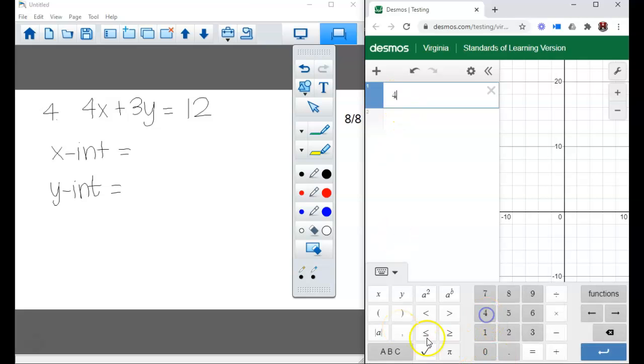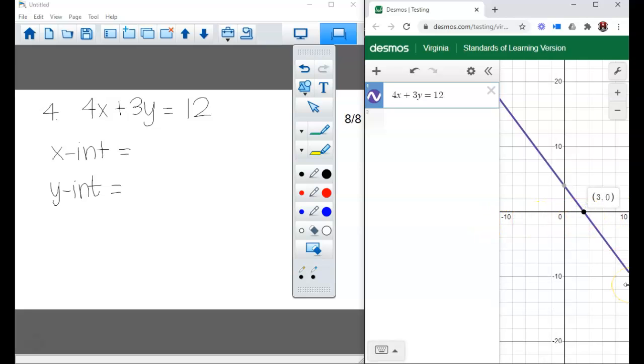All right, so clear this one out. We're going to do 4x plus 3y equals 12. And notice I get a line that has negative slope. For my x-intercept, let's go to the x-axis and click where we cross. Notice this line has an x-intercept of 3, 0. Then for your y-intercept, go to your y-axis, click where you've crossed, and notice that that is 0, 4.